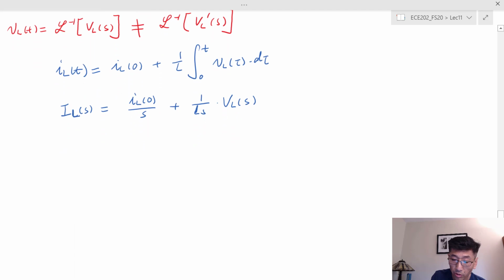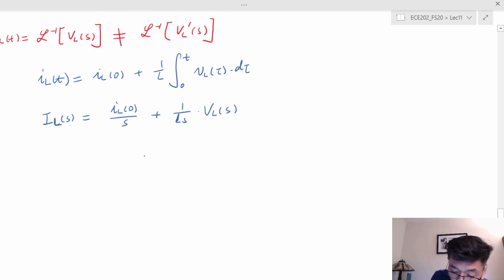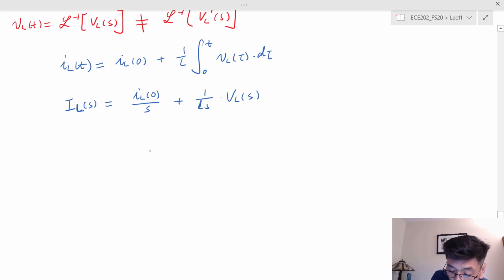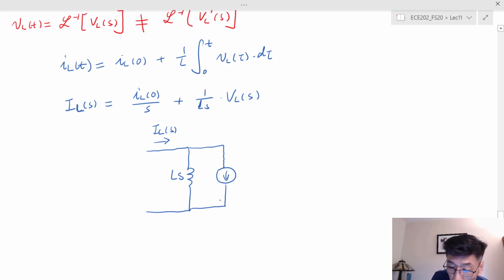And in this case, I can also draw the equivalent circuit, something like this, using the KCL. So I have a total current I sub L S, and that should be equal to the current through this element here. This element we call LS, and we will see later that this is the impedance of the inductance. And the current here is I sub L zero over S. All right, so in this case here is the voltage capital V sub L S. Right, so there are two different equivalent circuits we can use.